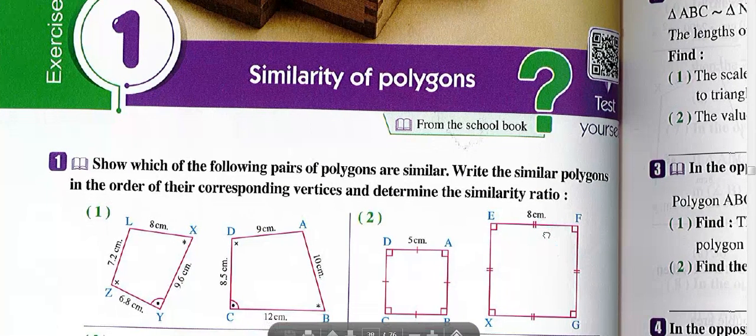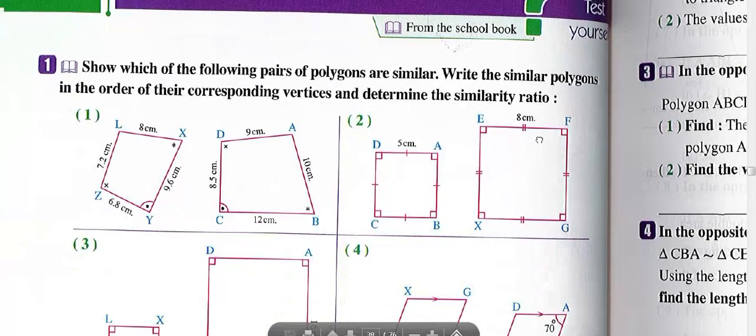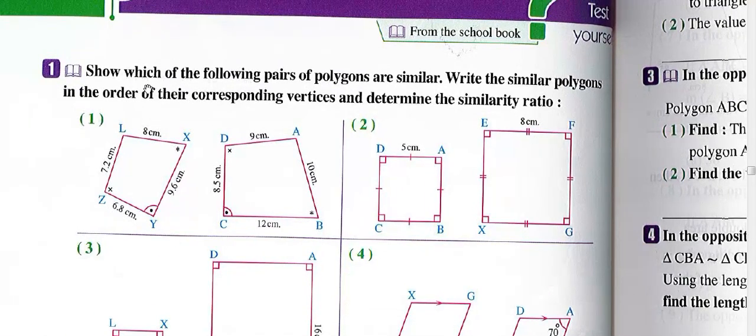Exercise 1, similarity of polygons. Look at question number 1. Show which of the following pairs of polygons are similar. Write the similar polygons in the order of their corresponding vertices and determine the similarity ratio. Question number 1: polygon XYZL and polygon ABCD.